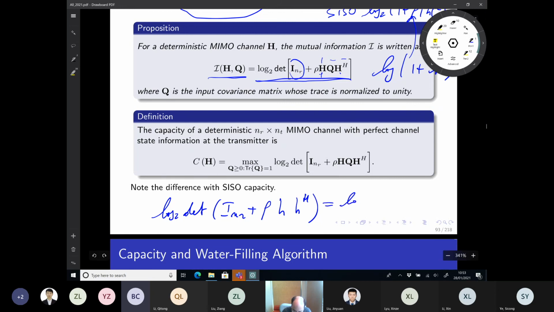This is log2, 1 plus, I can change the order here. So the determinant, if I change the order here, this is actually the same as the determinant. Let me do all the steps. If I change the order, 1 plus rho h Hermitian h. The determinant of a scalar is just 1 plus rho h Hermitian h, which is the norm of h squared. Okay, so this is a little trick here. This has only one singular value, so you can always change the order here.